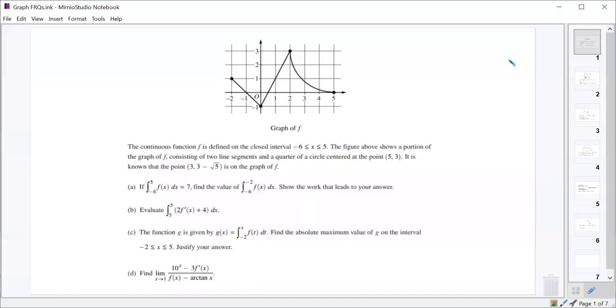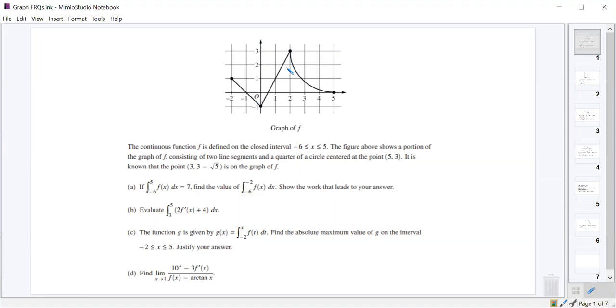What we're given here is a graph of a function f from -2 to 5. And we're also told that it happens to be continuous from -6 to 5. That tells us a couple of important pieces of information. One, that the first two pieces of it are line segments, and two, that this is a quarter of a circle. And the center of that circle would be at the point 5, 3.